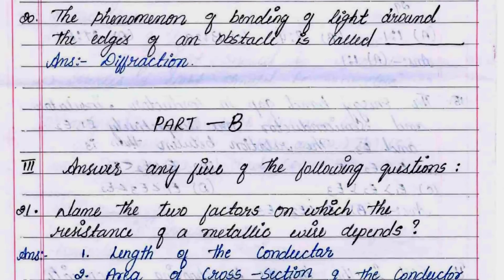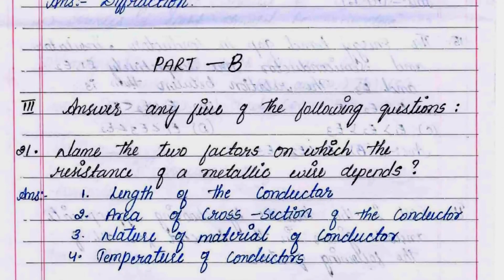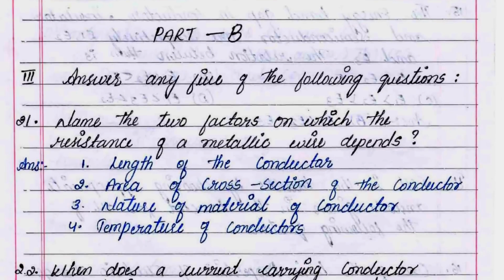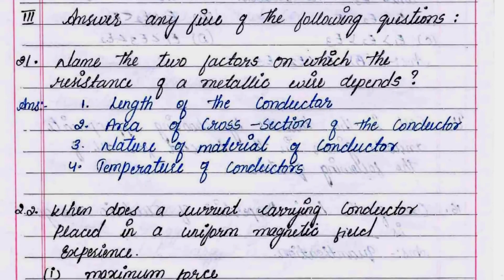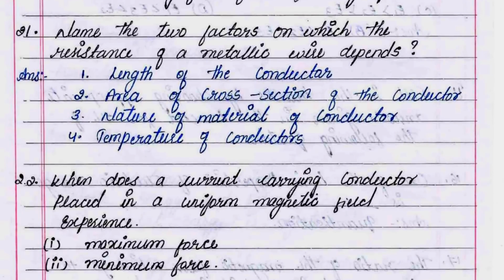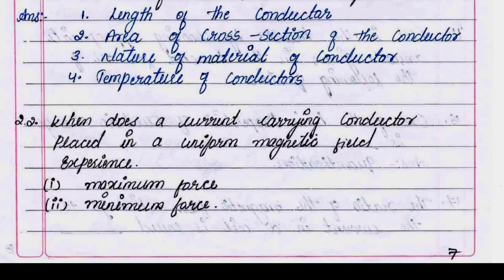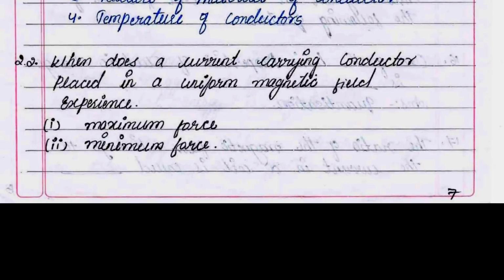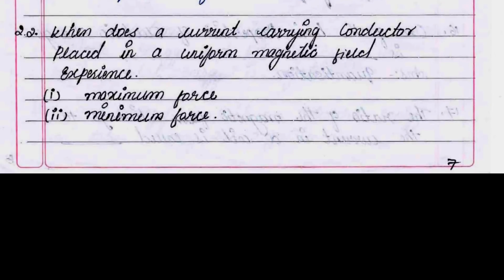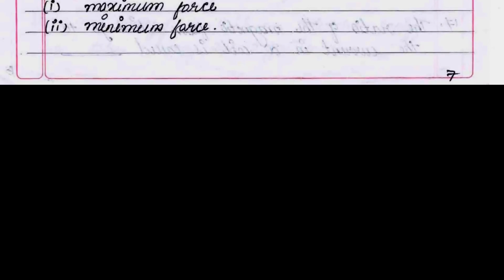Part B, third bit, answer any 5 of the following questions. 21st. Name the two factors on which the resistance of a metallic wire depends, and the answer is below. 22. When does a current carrying conductor placed in a uniform magnetic field experience first maximum force, second minimum force, and the answer is below.